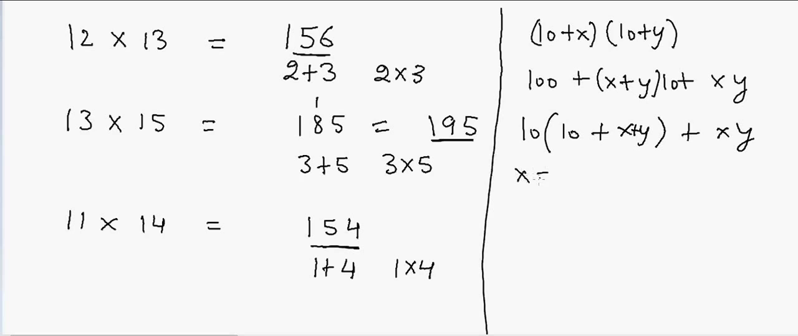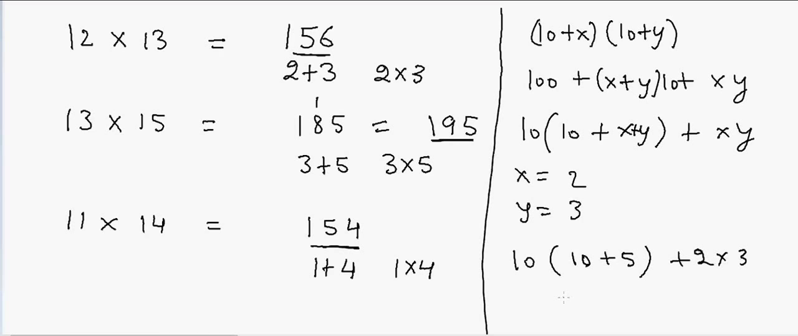So if x is equal to 2 and y is equal to 3, you can see it will be equal to 10 into 0 plus 5 plus 2 into 3. So that will give me 15 and then 6, so it will go to the 10th place. That's how this trick works. However, sometimes it's very handy when we are doing faster calculation.